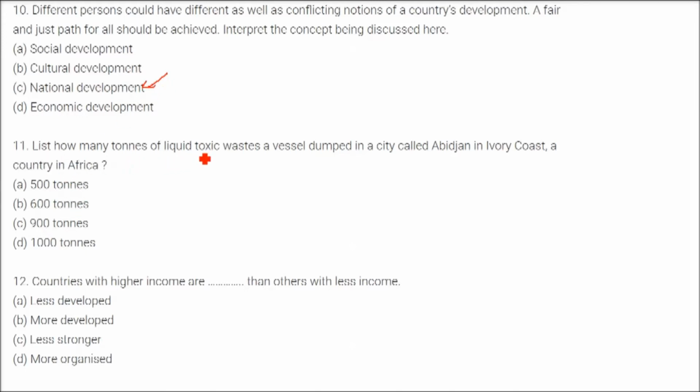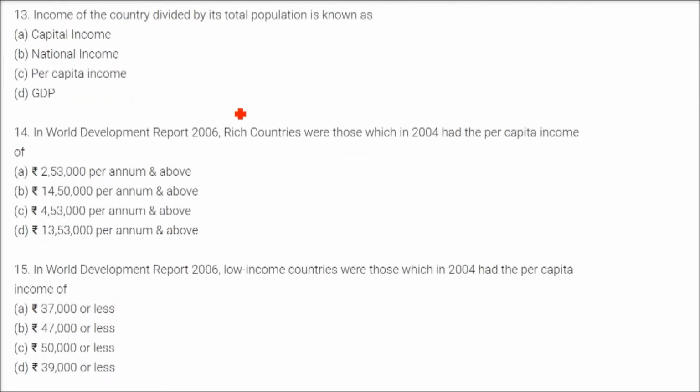List how many tons of liquid toxic waste a vessel dumped in a city called Abidjan in Ivory Coast, a country in Africa. How many tons of the toxic liquid in the water? The answer is 500 tons. 1 ton is 1,000 kg, so you can work out how many kg there are. Countries with high income are more developed than others with less income.